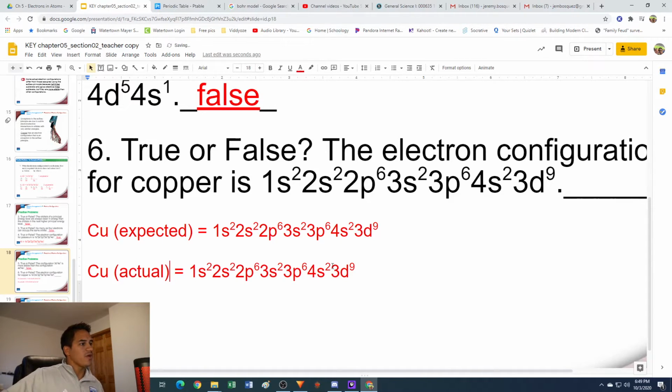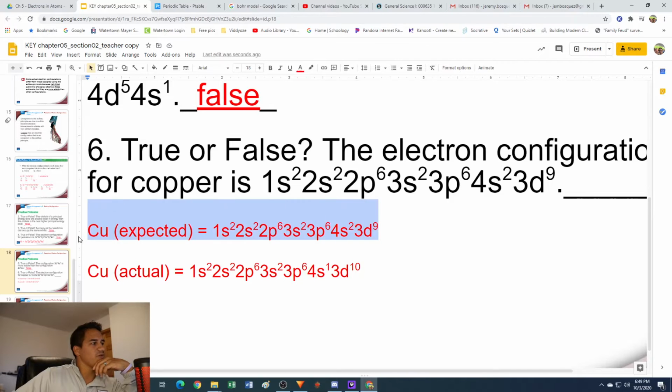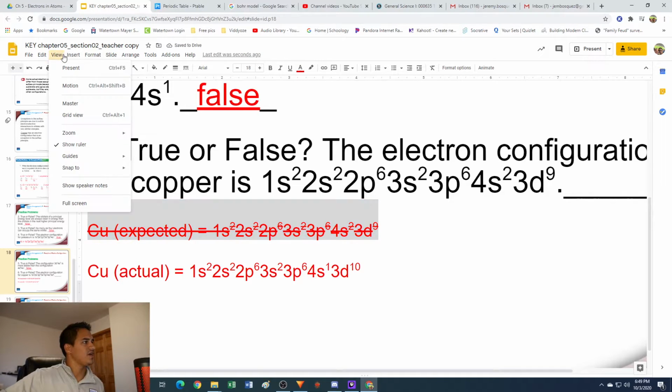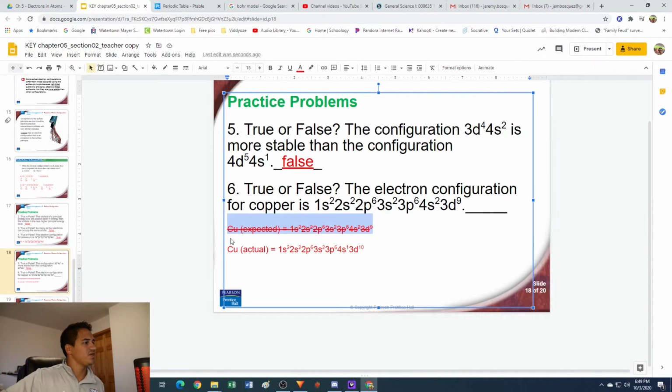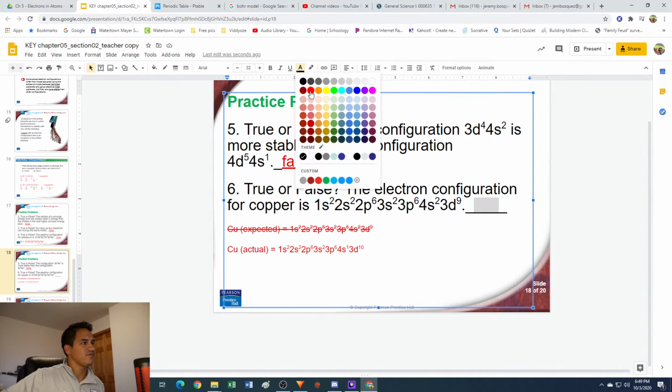Okay. Remember that what copper will do is it will take one electron from the s orbital and pull it up into the d orbital so that we have a full-filled orbital here and a half-filled orbital here. That is more stable than this configuration, which has a full-filled orbital and a partial-filled orbital. So even though this is what we expect, that is false. Okay, that is actually not the correct configuration. Correct configuration for copper is this bottom one. So this is false.